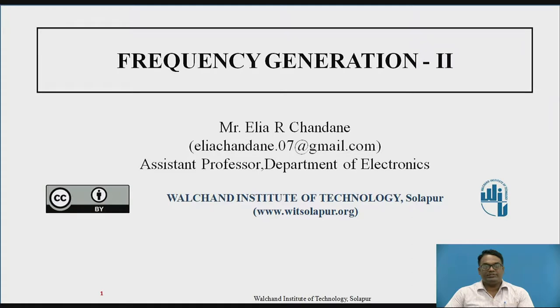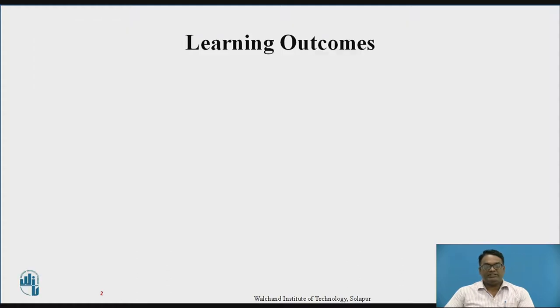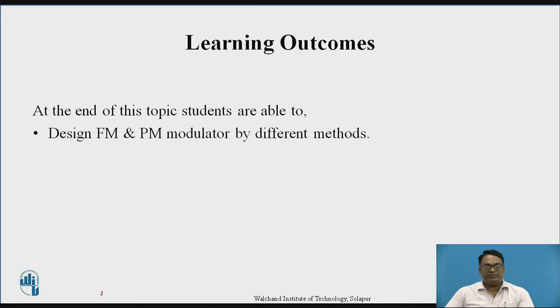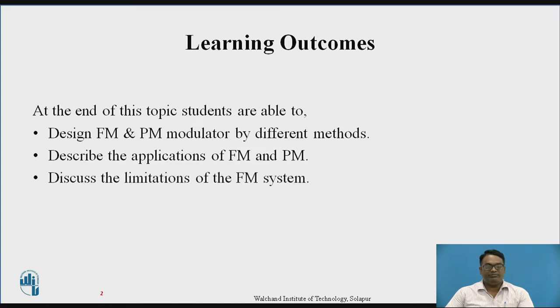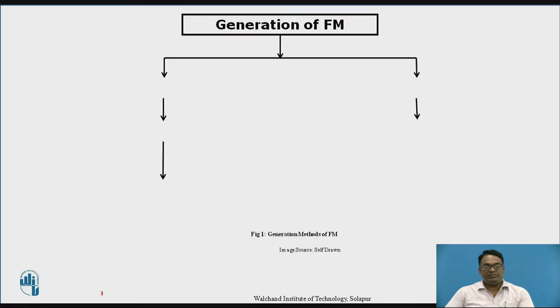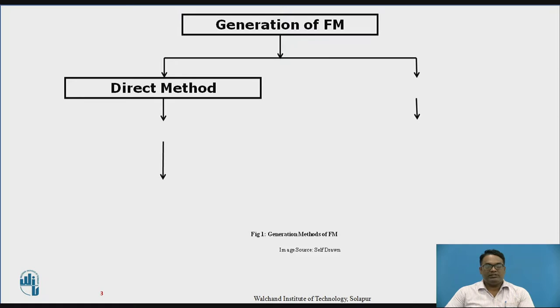Today we are going to see the topic Frequency Generation Part 2 from the subject Analog Communication. In this, the learning outcomes are, at the end of these topics you will come to know how you can design FM and PM modulators by different methods. Also, you can describe the different applications of FM and PM, as well as discuss the limitations of the FM generation system. So generation of FM is done in two ways.